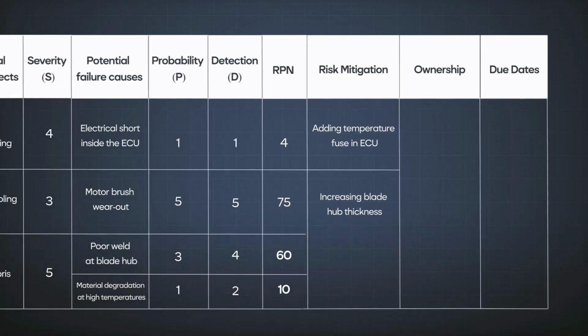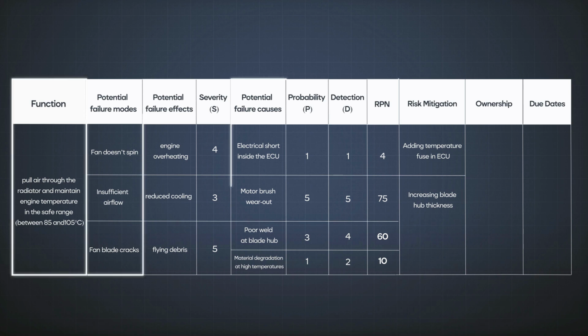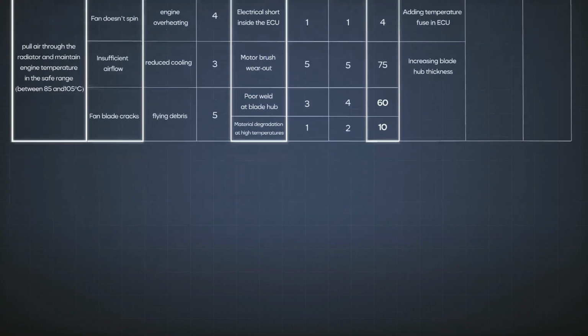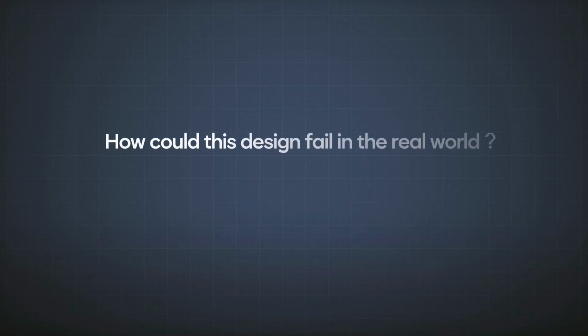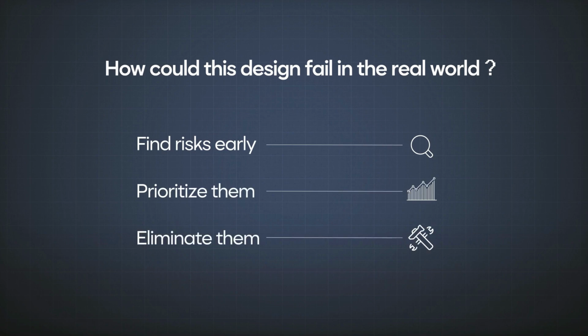And that is exactly how a real design FMEA plays out. Now, some companies use different rating scales, others use advanced software for calculating the risk, but the methodology stays the same. A structured conversation that forces the product teams to ask themselves, how could this design fail in the real world? Then find risks early, prioritize them, and eliminate them before they reach the customer.